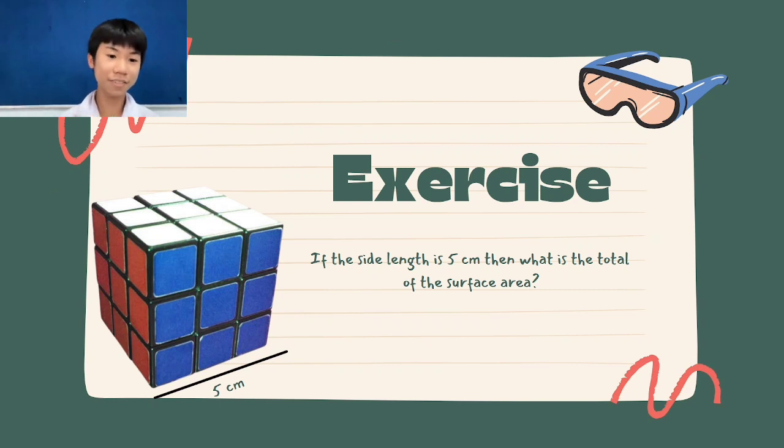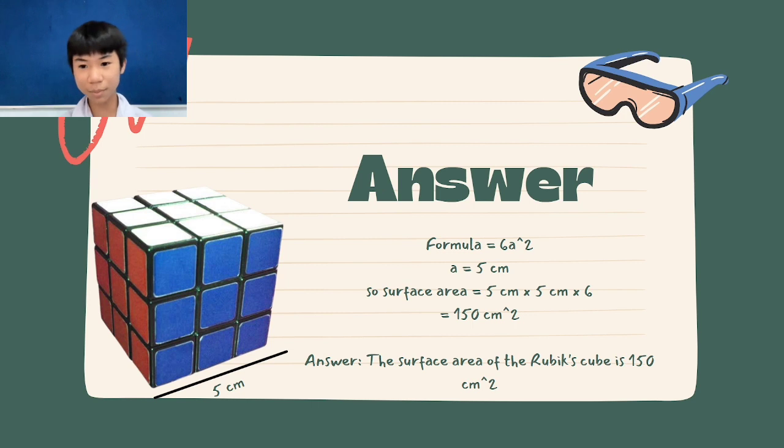Now, let's try something fun, an exercise. If the side length is 5 centimeters, then what is the total surface area? I'll give you 5 seconds. If you answered 125 centimeters squared, well, you are correct. Psych, you are wrong. The correct answer is actually 150 centimeters squared.